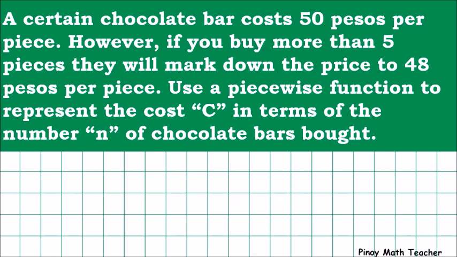Meron tayong dalawang situations dito. Una, kung bibili tayo ng chocolate bars hanggang 5 piraso. Kapag ka daw ganon, babayaran natin yung bawat isa sa halagang 50 pesos. Pangalawang situation natin, kung bibili tayo ng chocolate bars na higit sa 5 piraso. So kapag ka daw ganon, bababaan nila yung presyo at magiging 48 pesos na lang bawat isa. So paano yan isusulat gamit ang piecewise function?